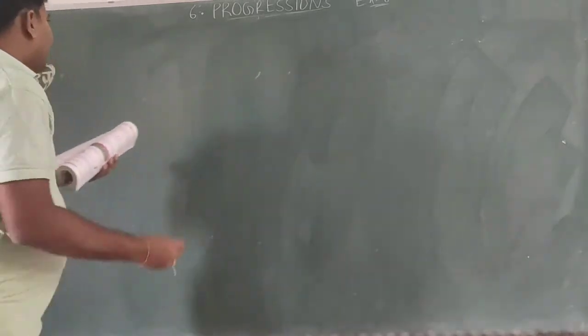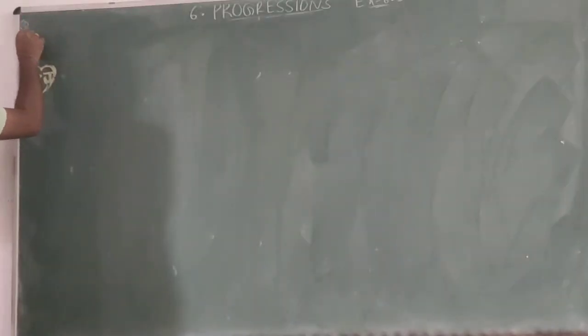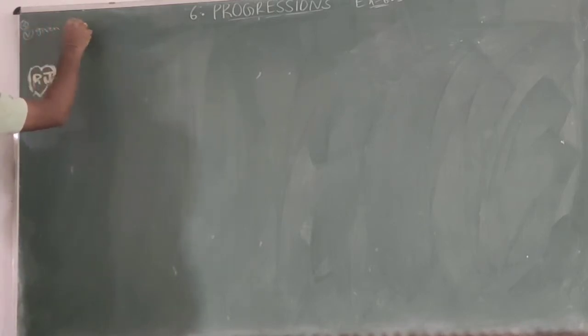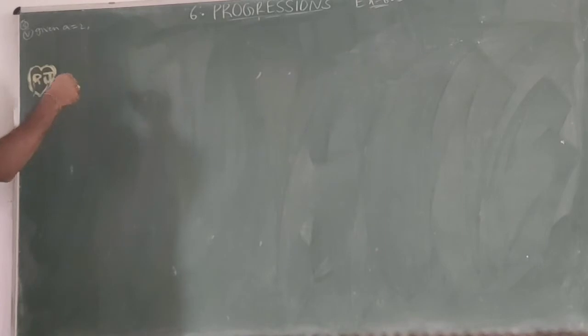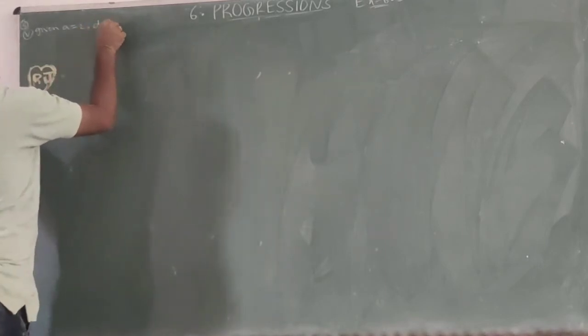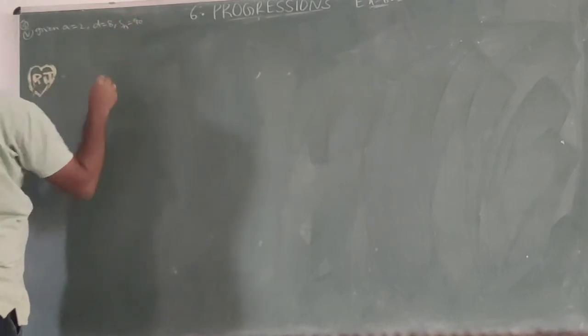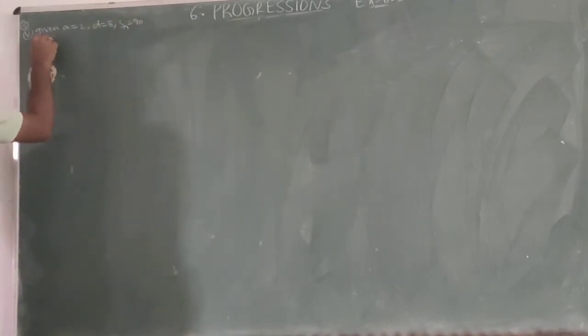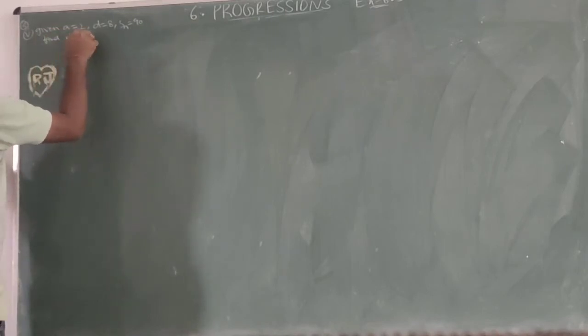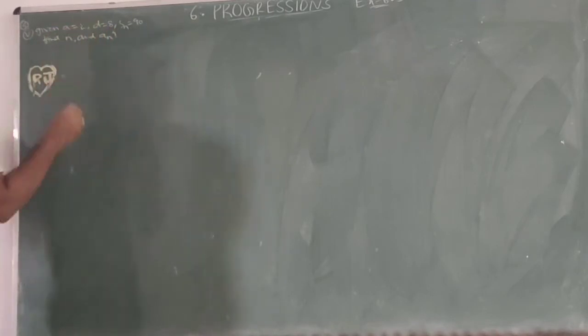Fifth one. Given A equal to, D equal to 8, Sn equal to 90. Find n and A.